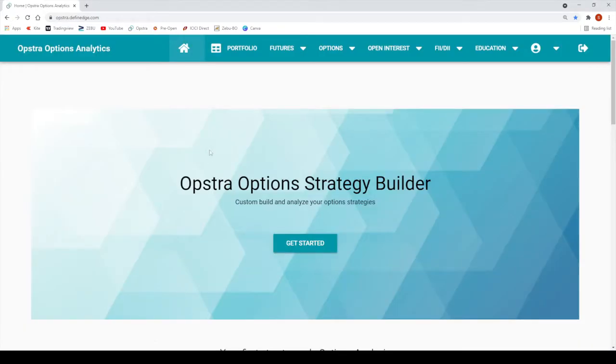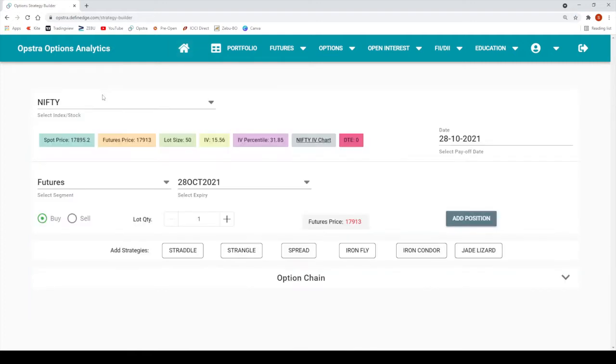Okay. So I have opened the offshore website. I will give this link in the description. You can log in and create your own strategy. Now we are going to check how to create a calendar spread, what the margin required is, what the profit is and what the risk reward is. Today I am going to create the calendar spread in Nifty.